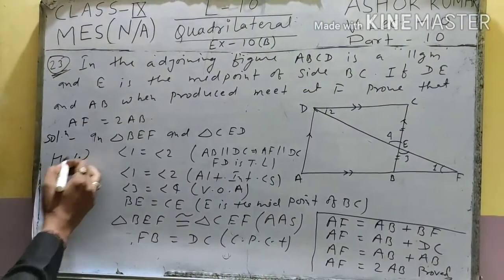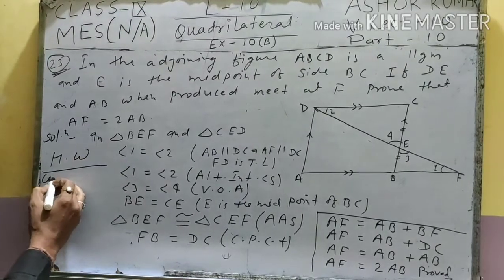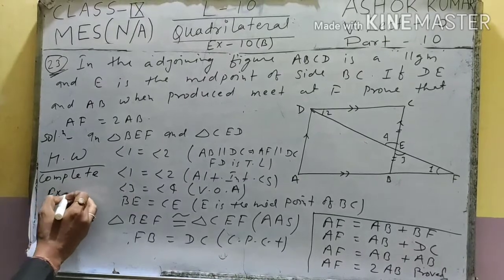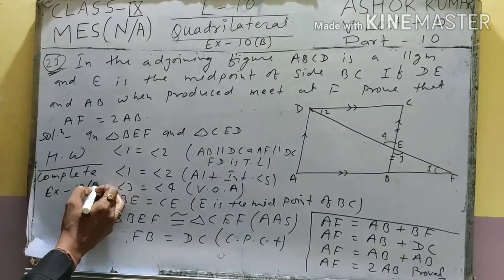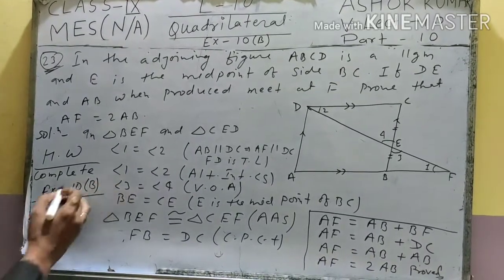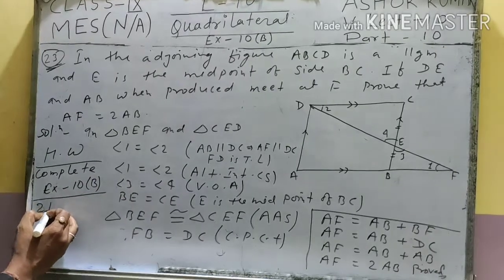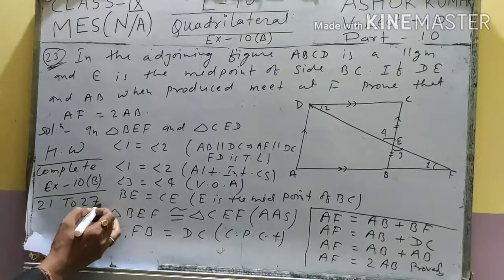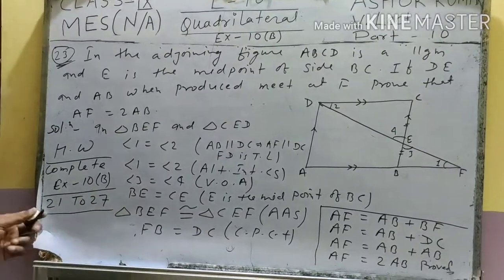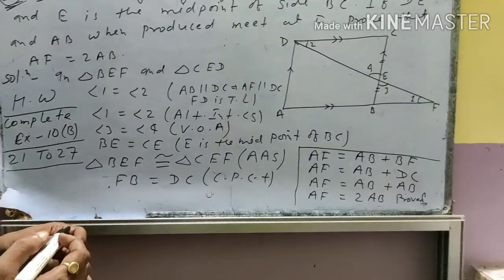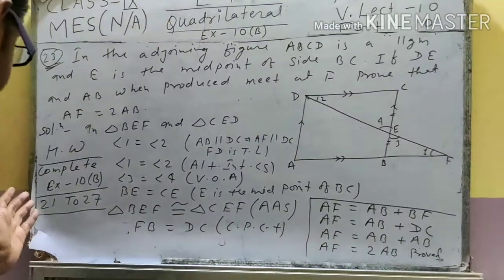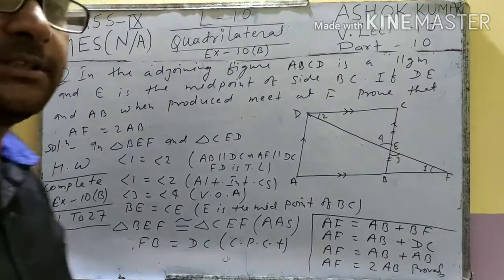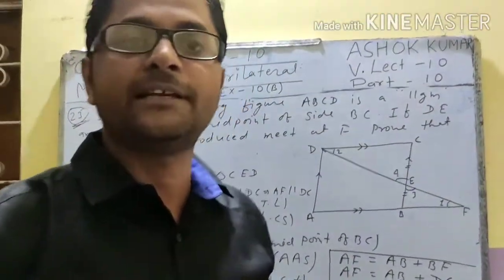So your homework is to complete exercise 10B, questions 21 to 27. If you have any problem, if you have any query, ask the question.